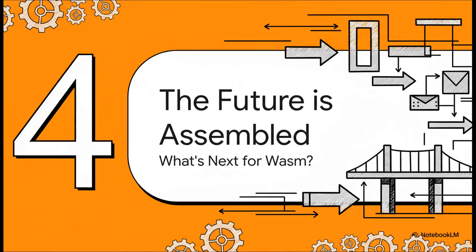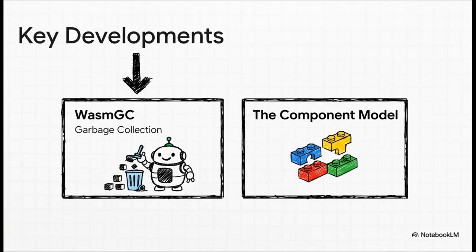So, how is the WebAssembly community tackling these challenges? Well, they're building the future, with two key developments that are pretty much changing everything. There are two major updates that are absolutely critical to know about. WASM GC, which stands for garbage collection, and something called the component model.